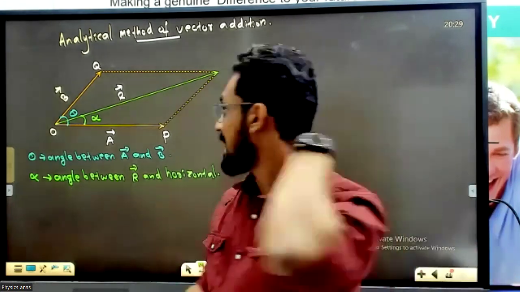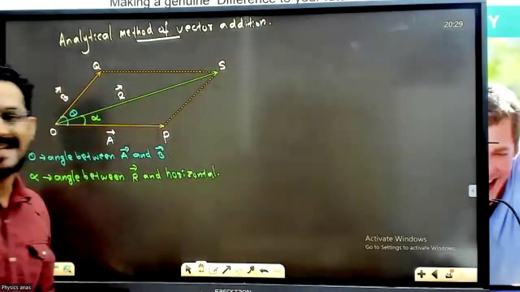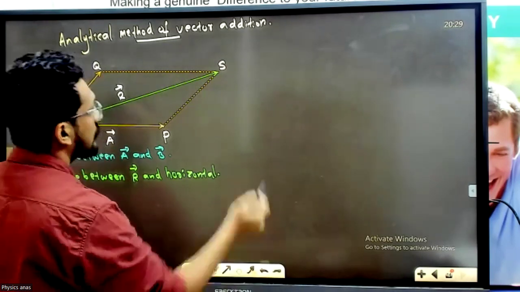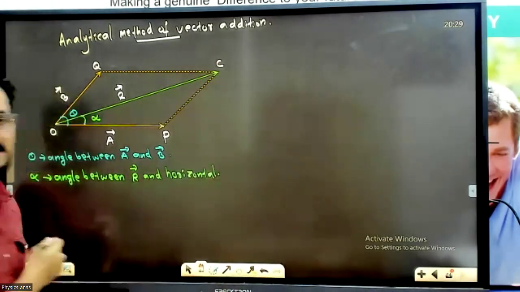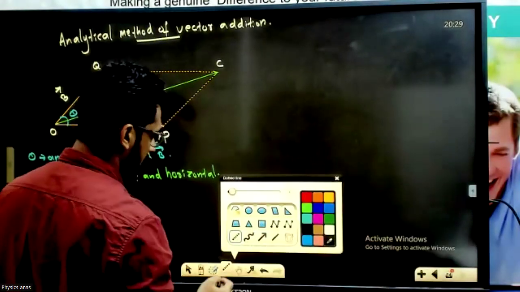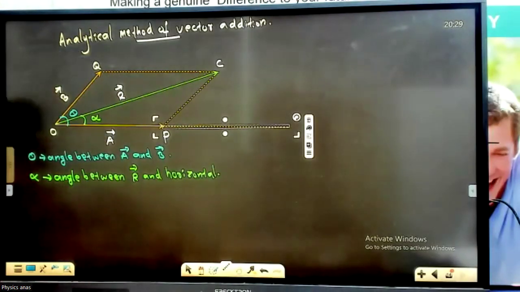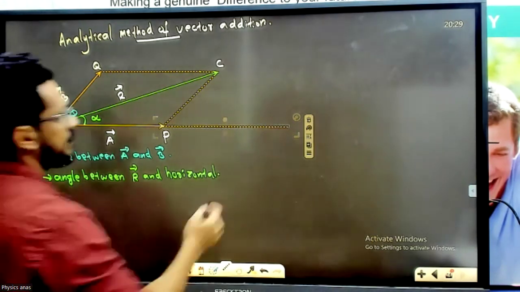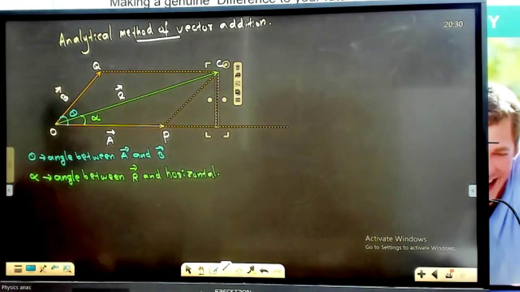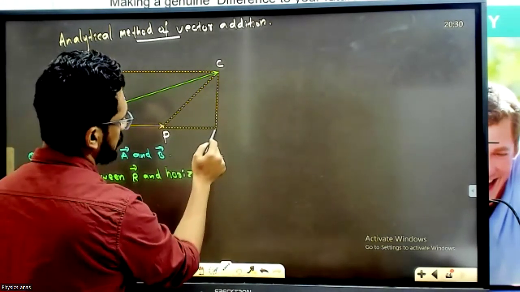I am taking this point as S. Okay? And I am taking this point as C. Then I am extending this line like this, and extending the point like this and like this.